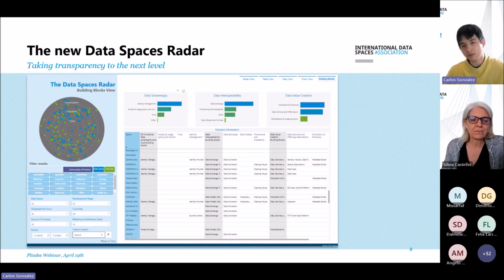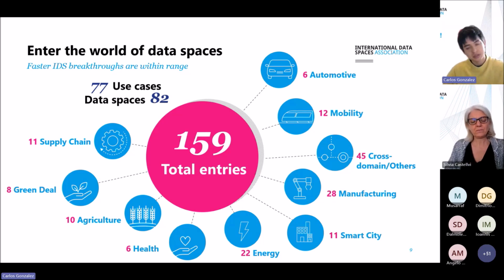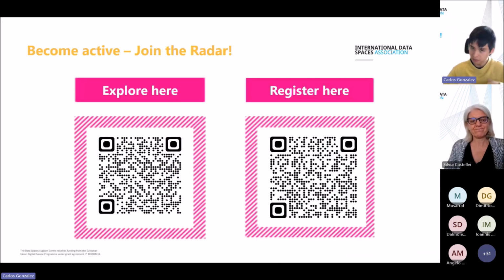But what can you find on the radar? We're happy to share with you that we already have nearly 160 entries on the radar. 77 of them are use cases, and 82 of them are data spaces spread across different domains. So I would like to call you to action to please explore the radar, go through it, have fun looking at the different information, getting inspired on use cases.